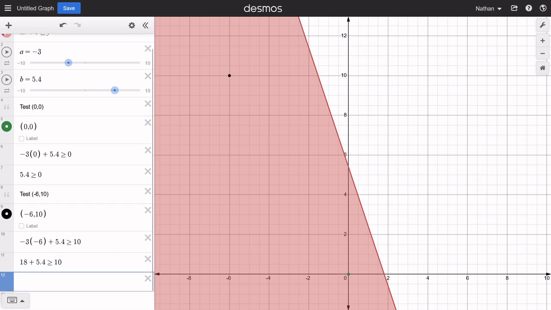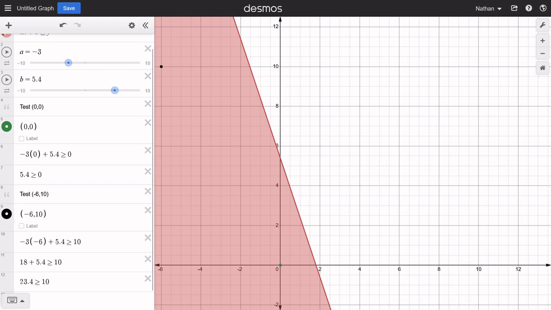And hopefully you can see right now, yes, this passes. This is 23.4 greater than or equal to 10, and yes, that is a true statement. Of course, if I test a point that's not in this side, at that point over here, then we know that it's going to result in a false statement.